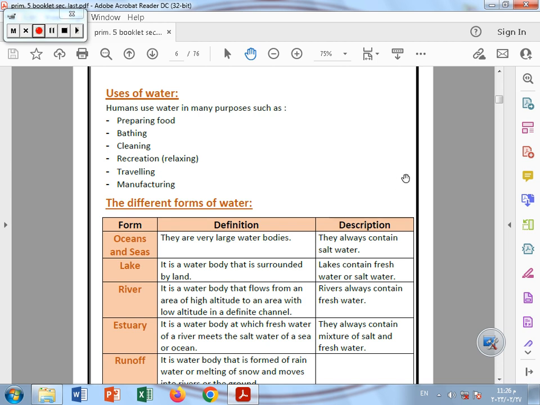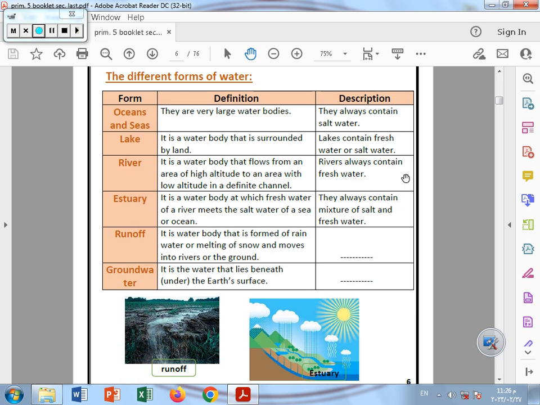And also we have different forms of water, or different water bodies, and we know that a water body is a place that contains water. We have different types of water bodies. Number 1 is the ocean or the sea. Oceans and seas are very large water bodies. They don't have a definite shape. They always contain salty water. So we can find only salt water in the oceans and seas.